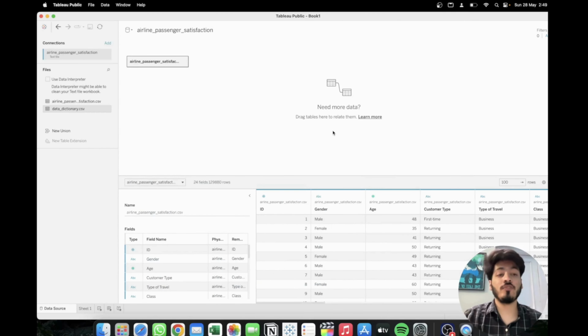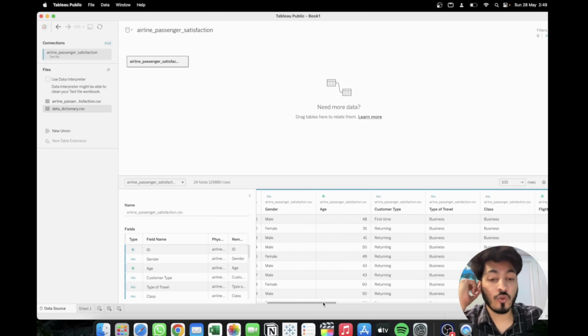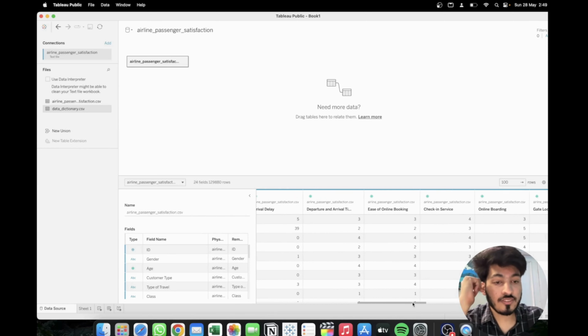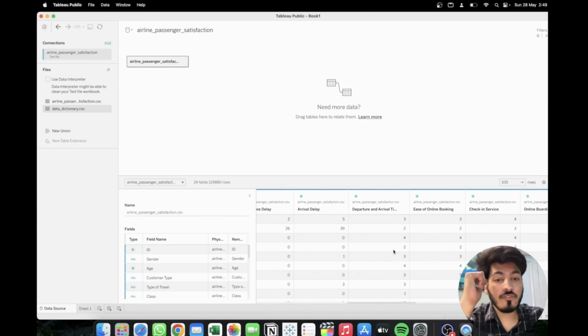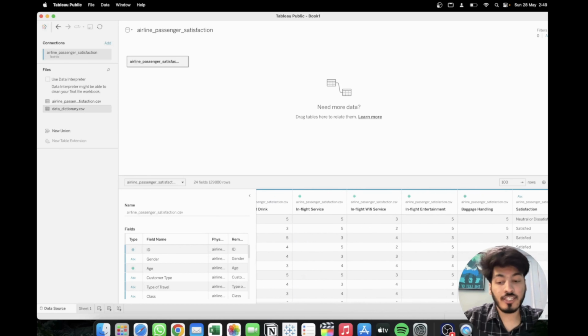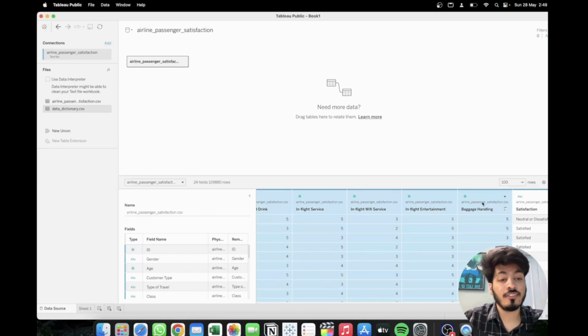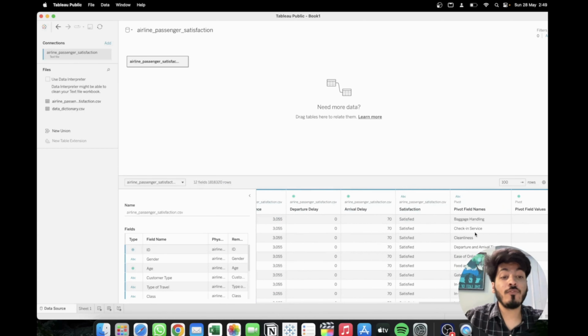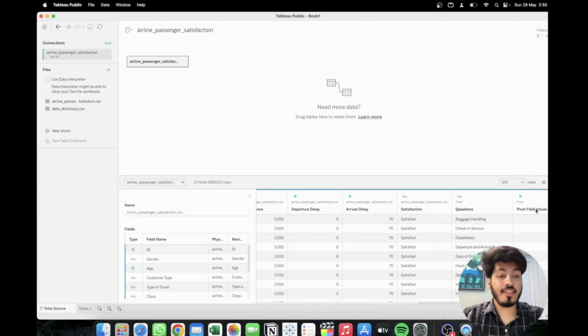Now that we are familiar with the data, let us look at the data pane. Let's move to the right hand side. You can see that from departure and arrival, the questions start with ratings. We can select that, shift-click on your system, go till baggage handling, and pivot it. It will make it easy for us to analyze the data. We can name the pivot field name as Questions, with a capital Q, and the pivot field value as Ratings.